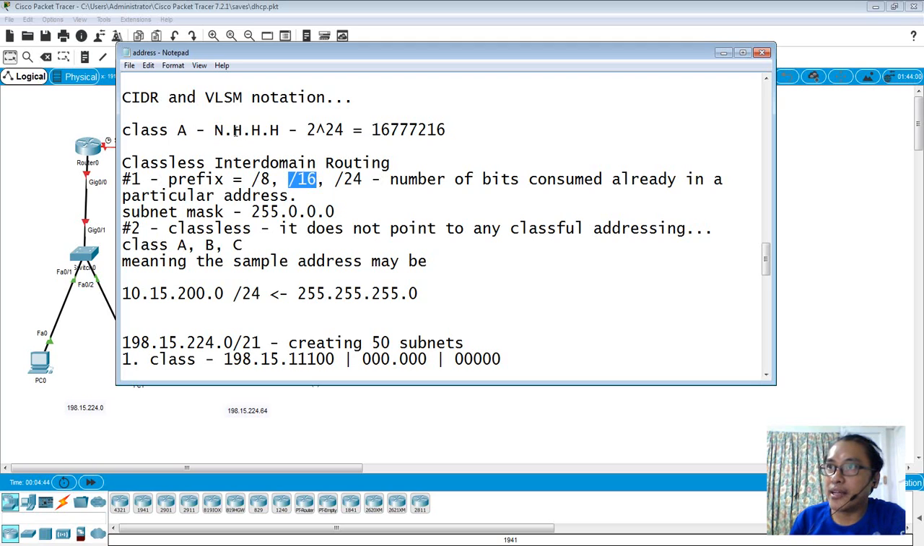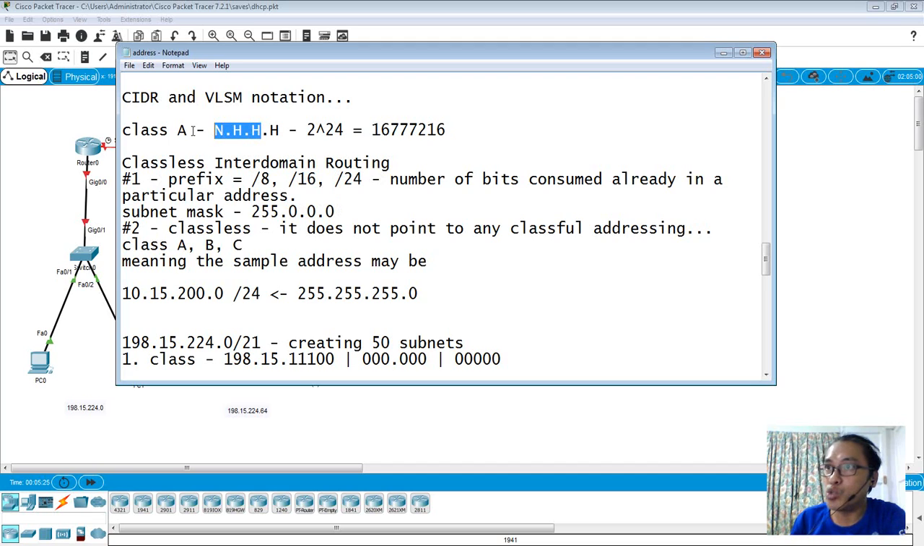Therefore, it's N.N.H.H, and class C is N.N.N.H. So for each octet, you have already consumed those bits until the 24th. That makes it a prefix to that particular address. Each prefix is also a subnet mask of that address. For example, /8 is 255.0.0.0, /16 is 255.255.0.0, and /24 would be 255.255.255.0.